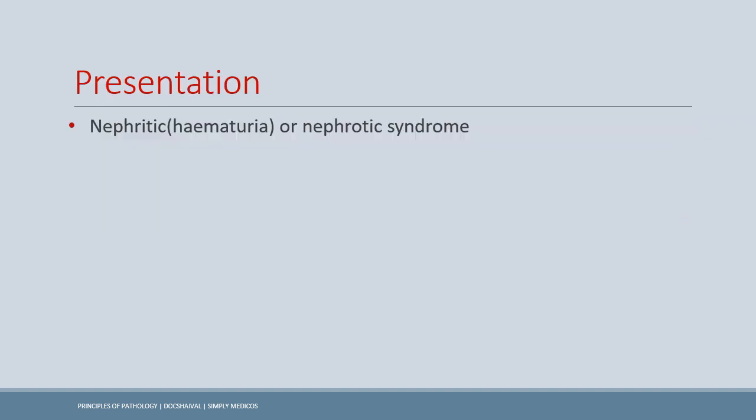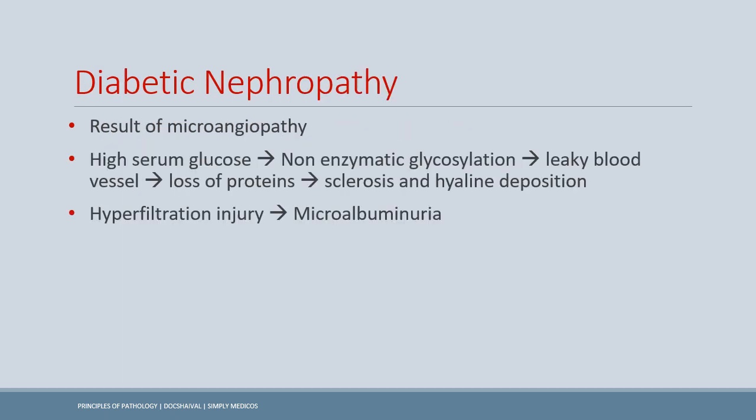Now, patients with MPGN may present with nephritic or nephrotic syndrome. In diabetic nephropathy, they will have nephrotic syndrome, but all of it stems from what? Microangiopathy. In microangiopathy, high serum glucose in diabetes leads to non-enzymatic glycosylation of the proteins of the glomerular basement membrane. Then we have leaky blood vessel walls, also because of the non-enzymatic glycosylation, and this leads to loss of plasma proteins, and they deposit as hyaline deposits, and that may lead to sclerosis also. Because we have leaky blood vessels, it leads to hyperfiltration, and hyperfiltration again leads to microalbuminuria.